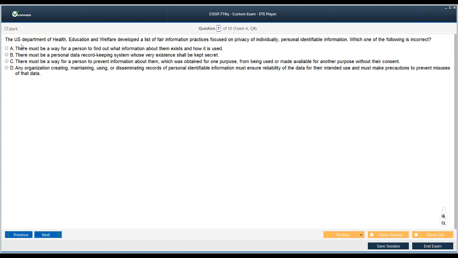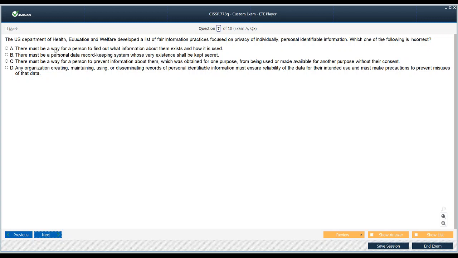Next question. The U.S. Department of Health, Education, and Welfare developed a list of FAIR information practices. So we have to look for something that is normal, average, FAIR practice that is focused on the privacy of the individuals, that is also known as personally identifiable information, or in short form, PII. So which one of the following is incorrect? Now, this is a trick thing here. You can look at it. Which one of the following is incorrect? So they're asking for something that is not right.